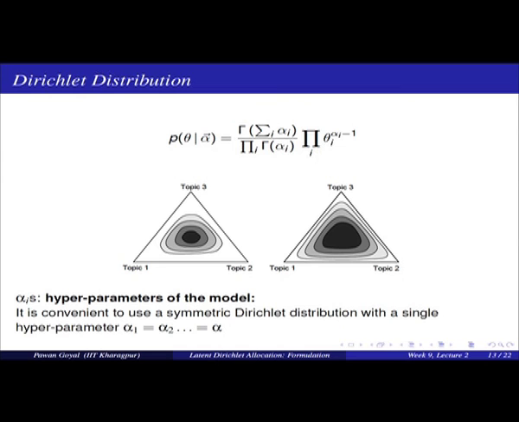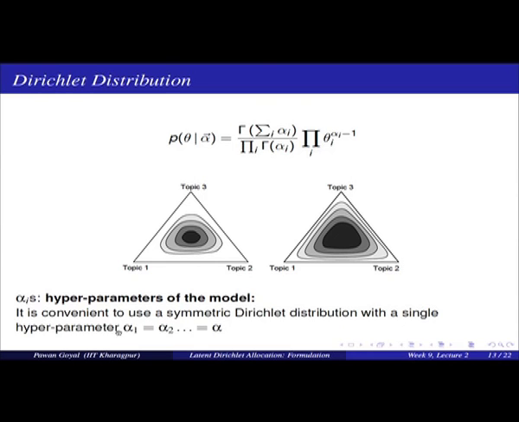Now, while in general you can take different alphas for your different topics, what is convenient is to take all alphas to be the same. So you have a single hyperparameter alpha. All alphas, alpha 1 to alpha capital K, are the same. But what matters is the value of this alpha. Is it like 0.1, 2, 5? That will matter. So now if alpha is small, what will happen?